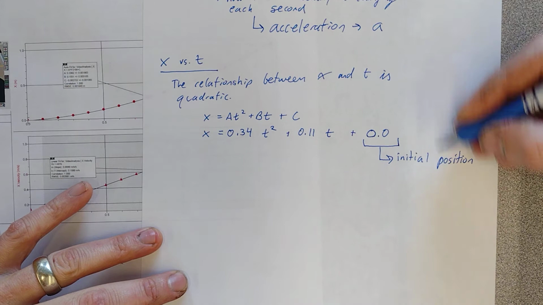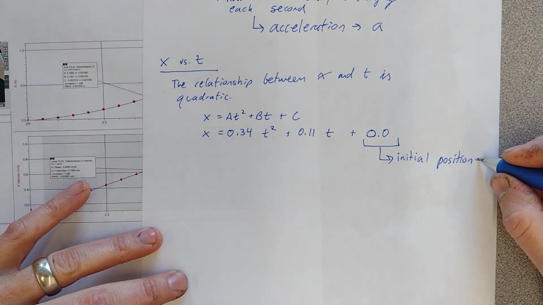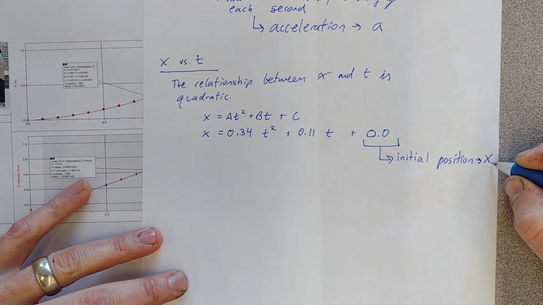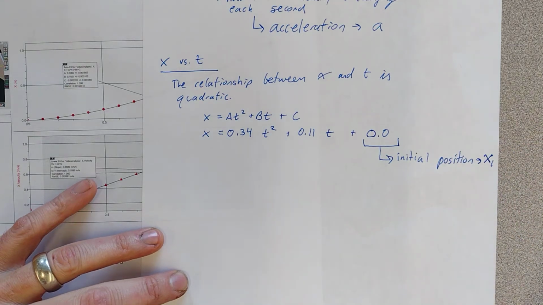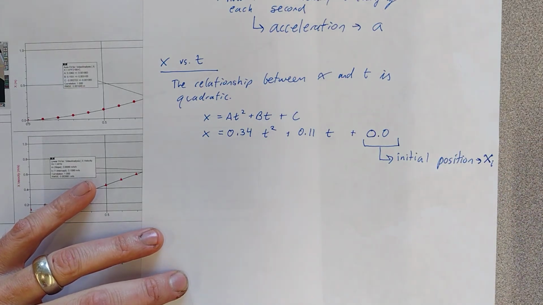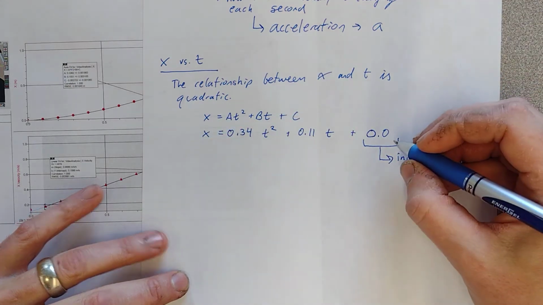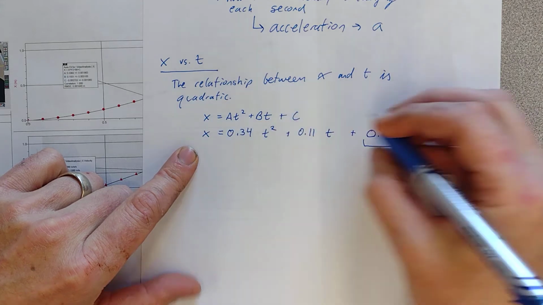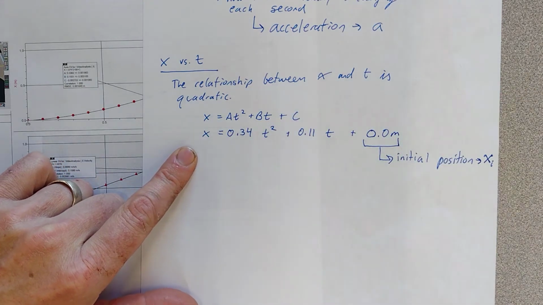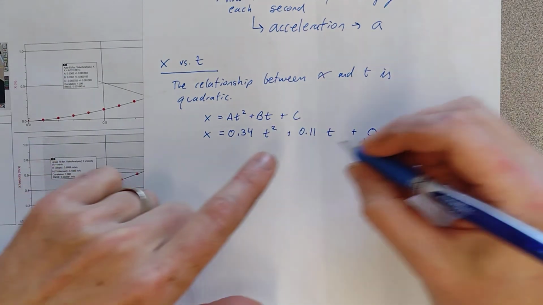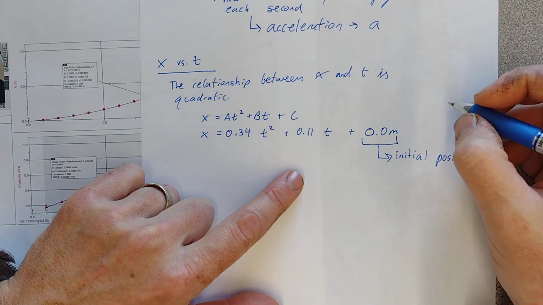Very similar to the graph up here. Its variable is an x with an i, a lowercase x with a little i, initial position. This is also an experimental equation here. Now, since it's position, it should have units of meters. Cool. 0.11 now. What the heck's that?